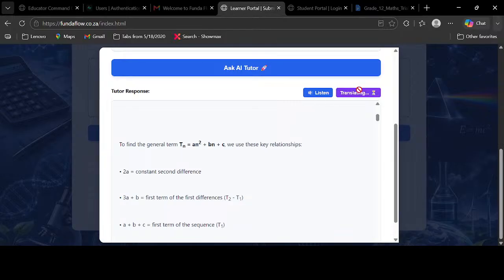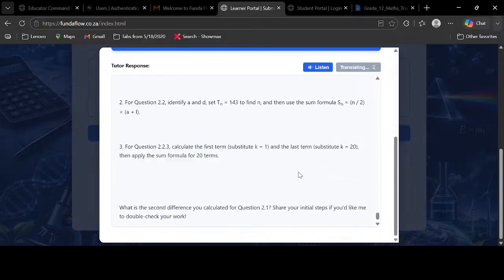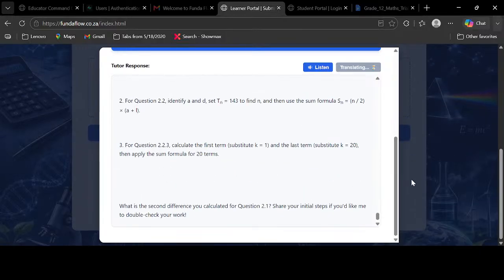Right now it's already used to me being a Tsonga person, so it's going to translate it to Tsonga. Is there anyone who's Tsonga in our comments? If you're Tsonga, comment. Did you choose it? You didn't choose anything. Previously I chose that I was Tsonga, so it knows I'm a Tsonga person.